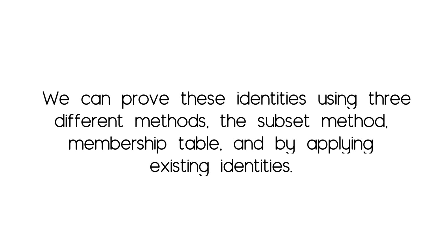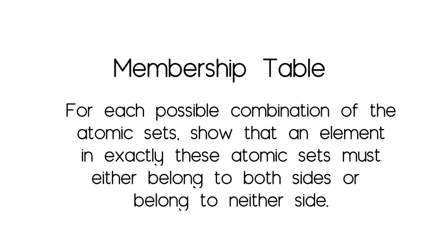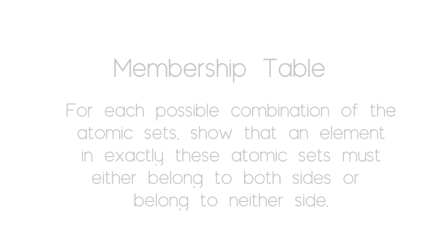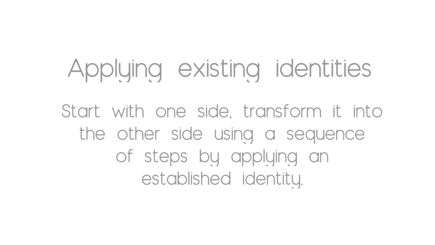We can prove these identities by using three different methods: the subset method, membership table, and by applying existing identities. For the subset method, we show that each side of the identity is a subset of the other side. For the membership table, for each possible combination of the atomic sets, show that an element in exactly these atomic sets must either belong to both sides or belong to neither side. By applying existing identities, start with one side, transform it into the other side using a sequence of steps by applying an established identity. This is to show that you can have several approaches to a problem and that there's not always only one solution.